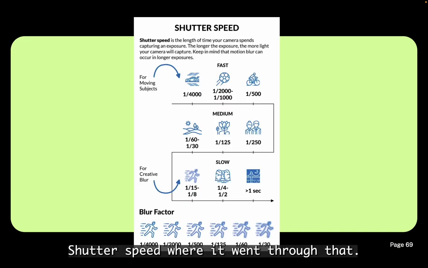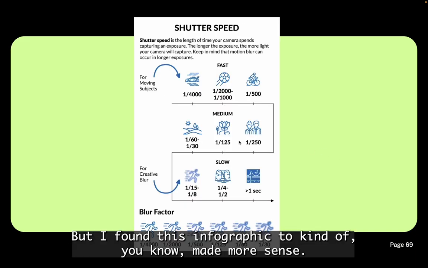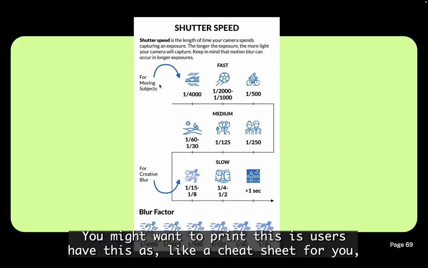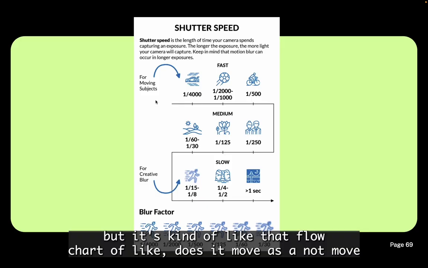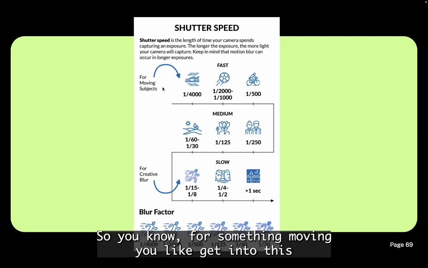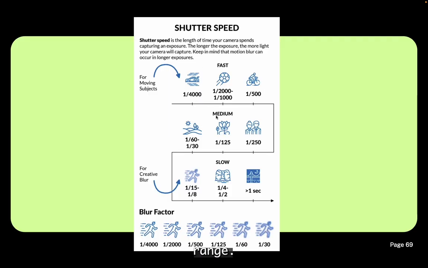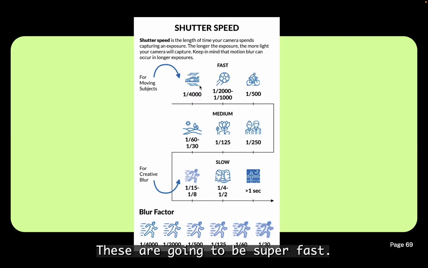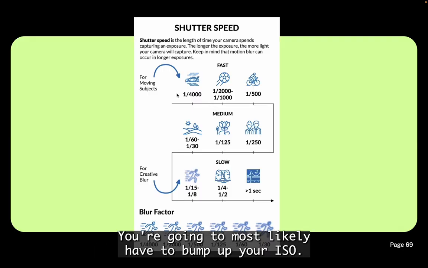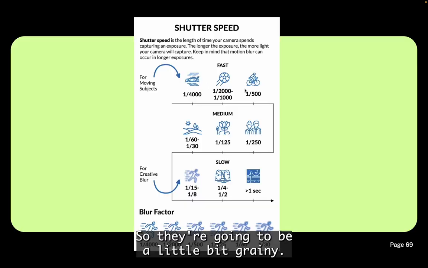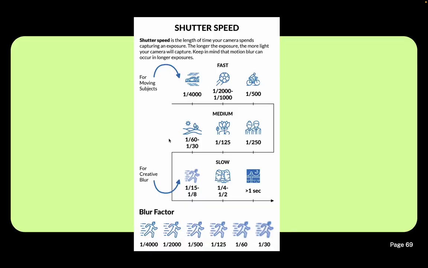Shutter speed, we already went through that, but I found this infographic that made more sense. You might want to print this and use it as a cheat sheet. It's like that flow chart of: does it move, does it not move, should it move, should it not move? So for something moving, you get into this range. These are going to be super fast. You're going to most likely have to bump up your ISO, so they're going to be a little bit grainy, but that's okay.